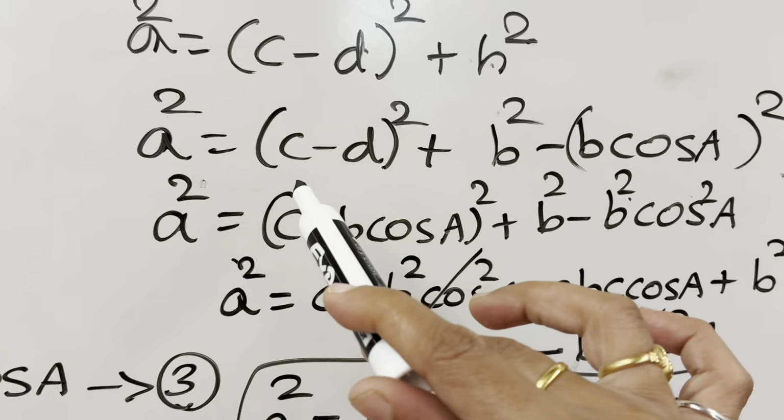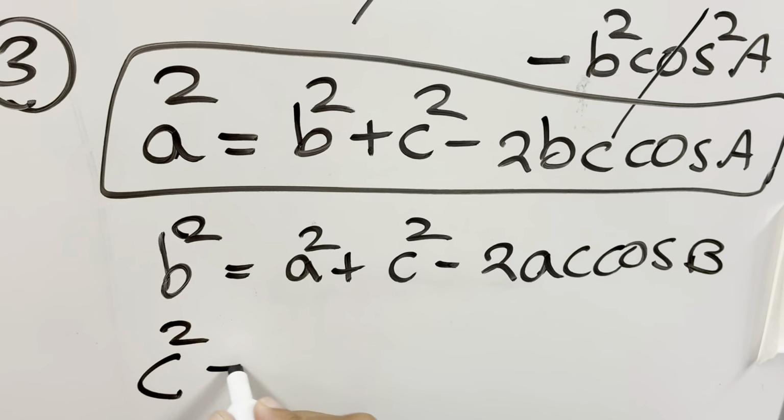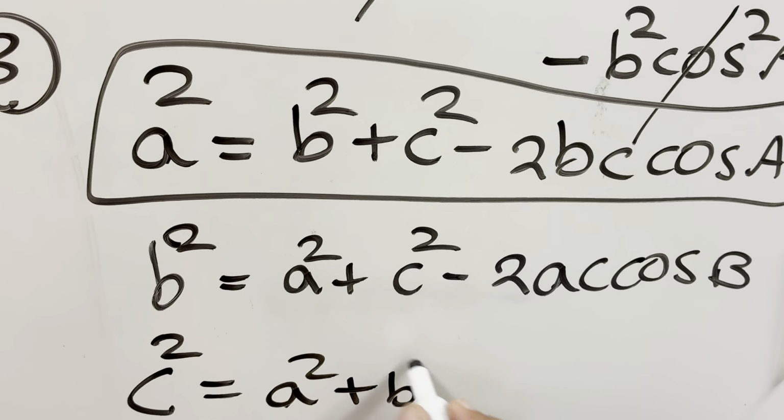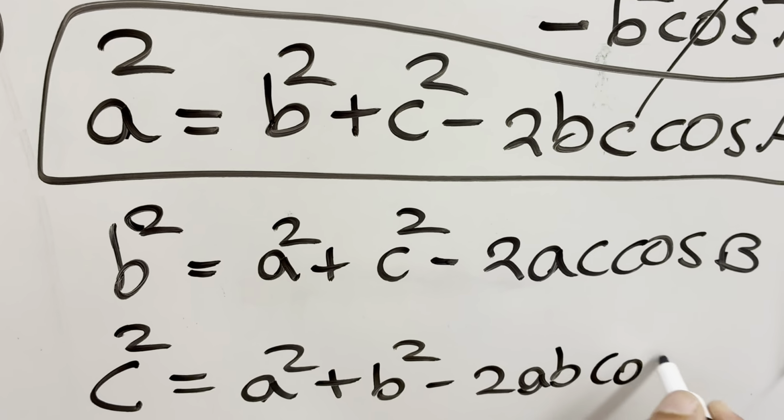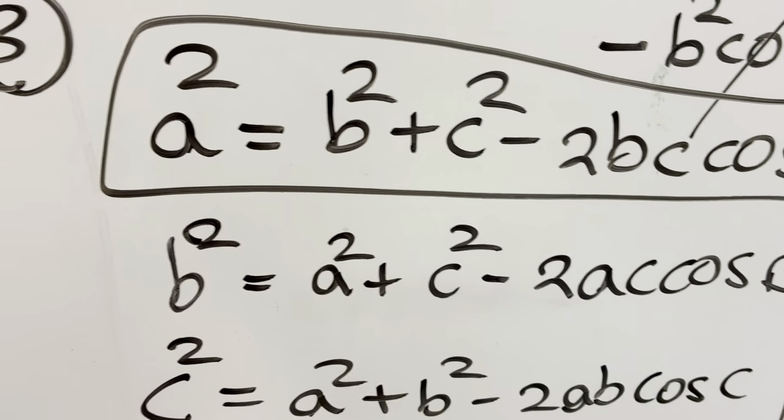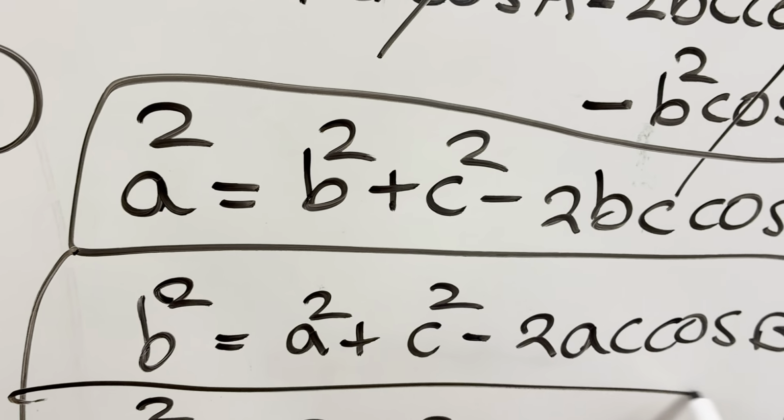So the law of cosines can be written as above. Now if we want to write it for b square, we can write it as a square plus c square minus 2 times a c cos of angle B. And for c square we can rewrite it as a square plus b square minus 2 times a into b into cos of angle C. So these are the three formulae for the law of cosines.